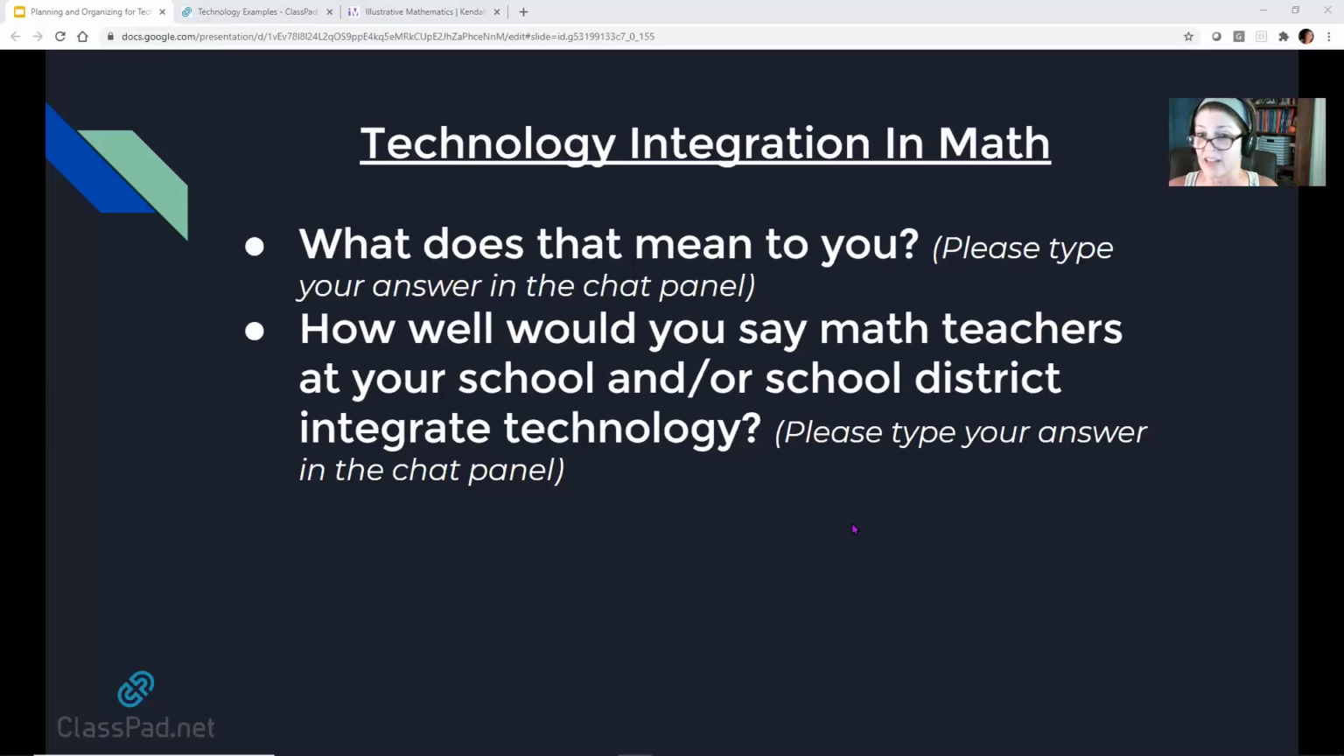Just using it as a reading tool is not technically integrating very well, but there are some great math textbooks out there. Kendall Hunt, the Discovering series, they have integrated technology into all their lessons. So they have the textbook, but then there are places for the students to go do things. So there's a lot of different ways to do it.